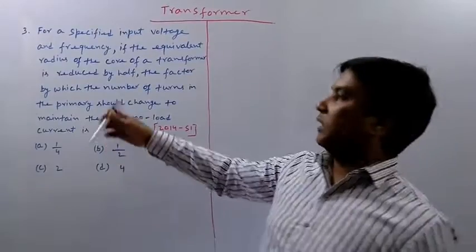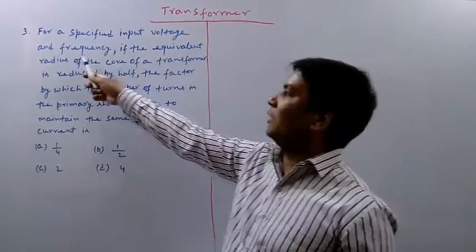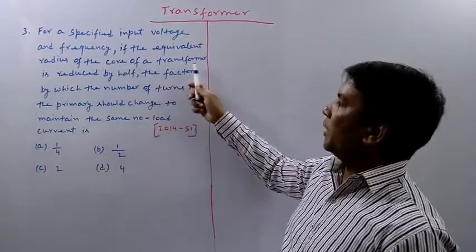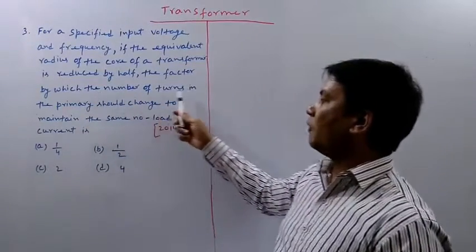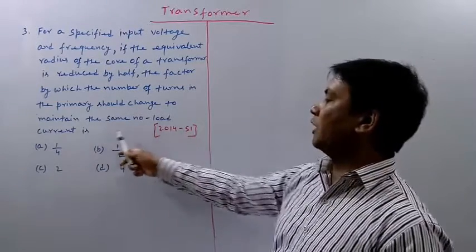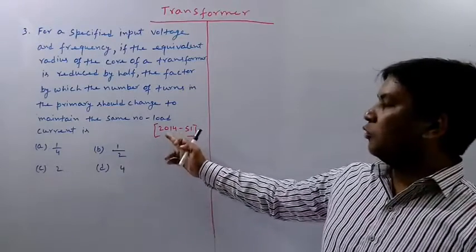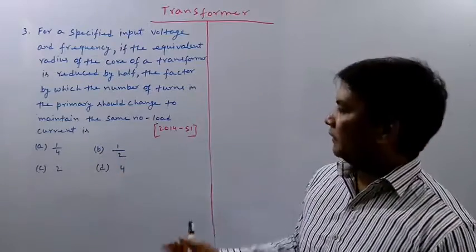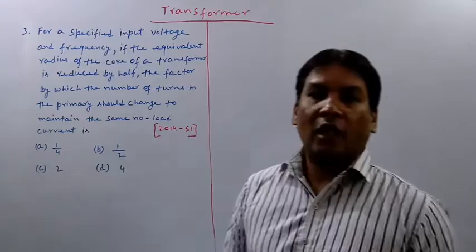The third question is, for a specified input voltage and frequency, if the equivalent radius of a core of a transformer is reduced by half, the factor by which the number of turns in the primary should change to maintain the same no load current is. This question was asked in 2014 S1. There are 4 alternatives given, and the question is asking about the no load current of the transformer.